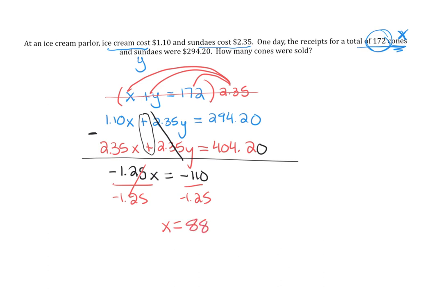And x represented cones. How many cones were sold? Well, there we go. There's our answer. And if the question up here was sundaes, we would just need to solve for y. So there's your full video on solving systems by elimination. Good luck with your lesson.